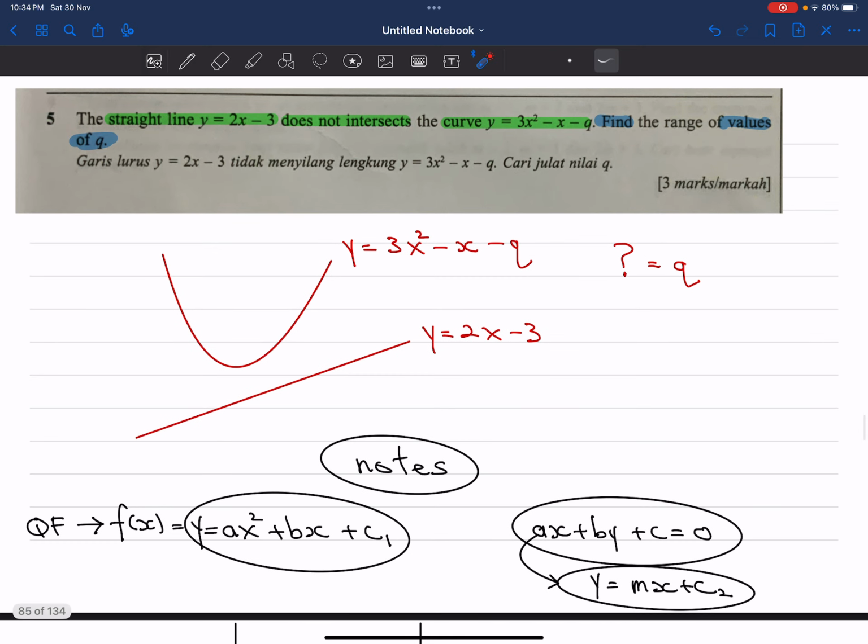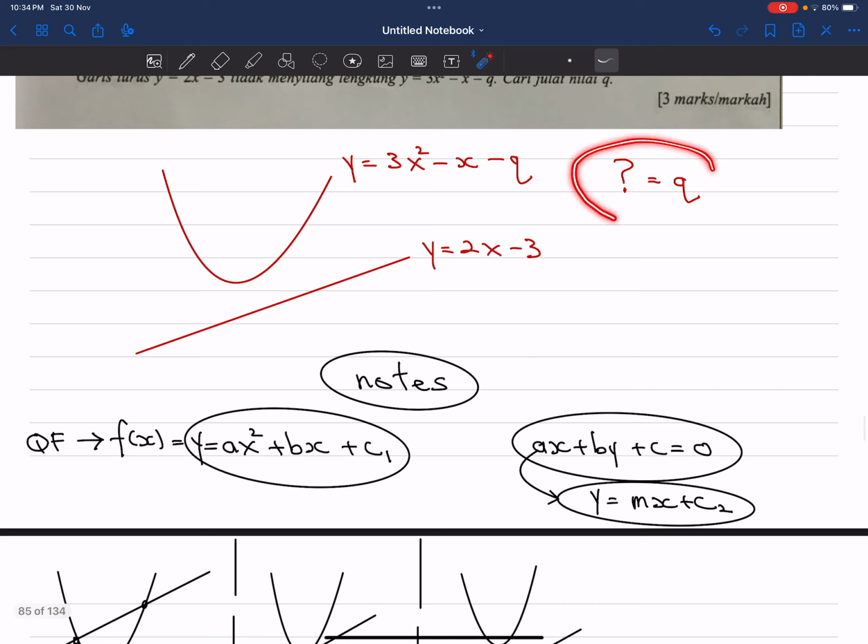I recall that y equals 3x squared minus x minus q is a curve. Because the x squared is positive, the curve is U-shaped, and then it says it does not intersect with the straight line y equals 2x minus 3. And the question is asking for q. For this question, we need some notes.